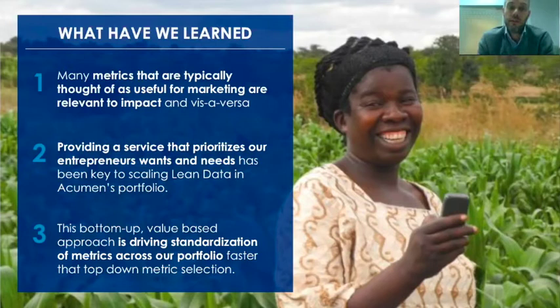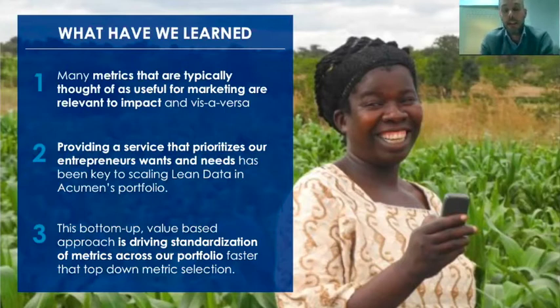Providing a service that prioritizes entrepreneurs' needs ahead of our own has been absolutely critical to scaling it. It's turned around perception of social performance amongst our investees. In fact, Lean Data, as our post-investment service, was rated the most useful service that Acumen provides last year. When we first started this, it was more a case of, would you mind collecting some data on social performance? We'd be ever so kind if you would. And now we're really seeing demand for it.